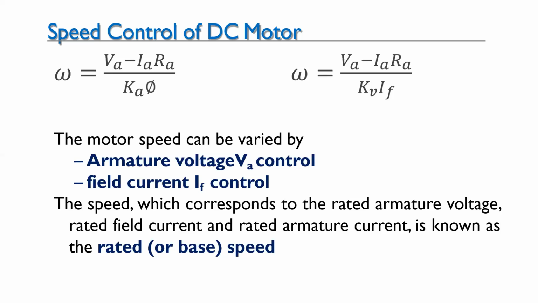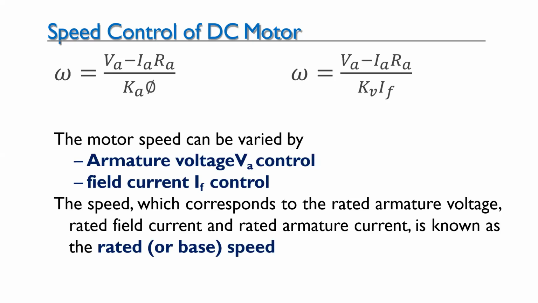So the difference between these two methods: one is armature voltage control. In armature voltage control, by increasing the voltage from 0 to maximum, you can increase the speed from 0 to the rated speed, that is 1400. So maybe 0, 100, 200, 500, 800 and then 1400. This will be the variation if you are varying the armature voltage.